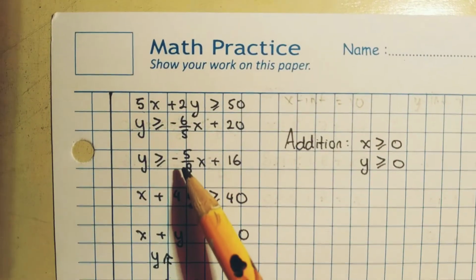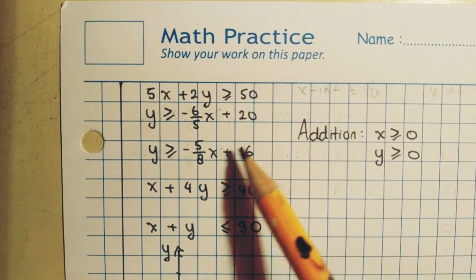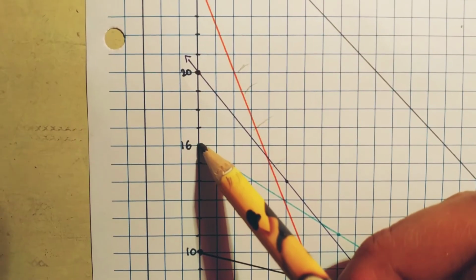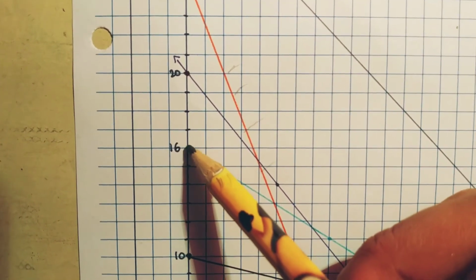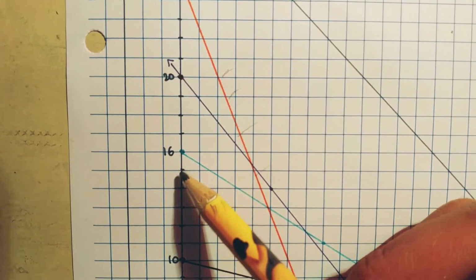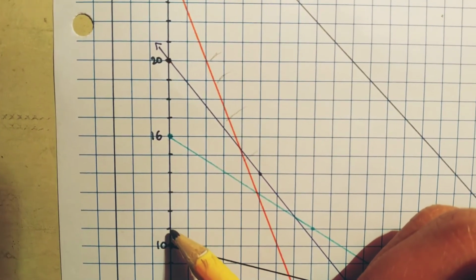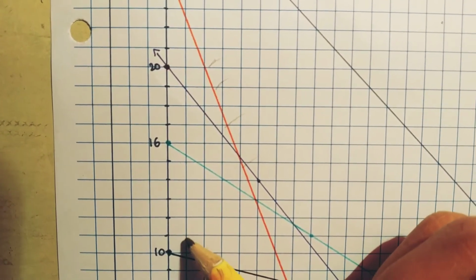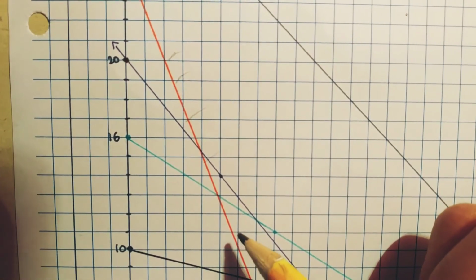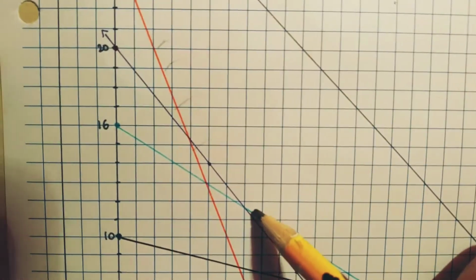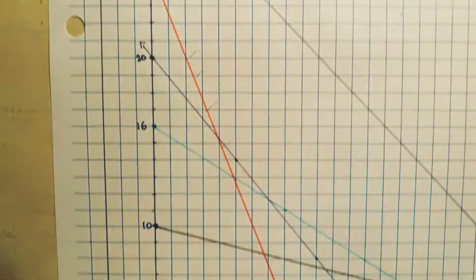The next one is this one. The y-intercept is 16 and the slope is negative 5 over 8. 16 here, and then count 5 down, 1, 2, 3, 4, 5, and then 8 to the right, 1, 2, 3, 4, 5, 6, 7, 8. So you just graph it.